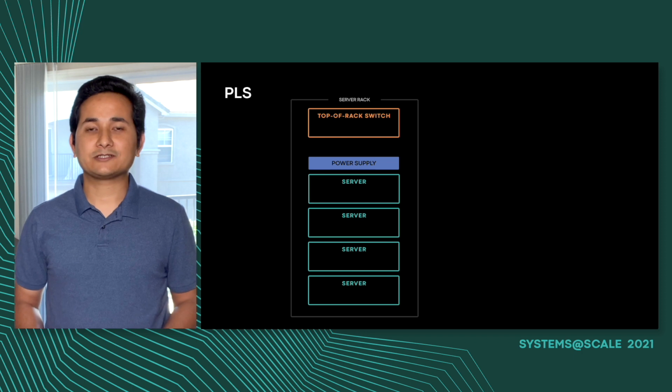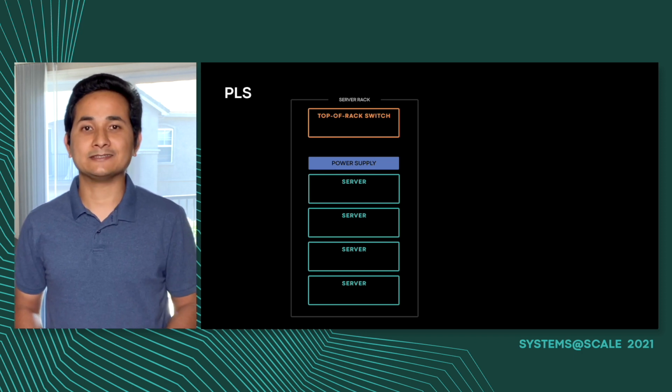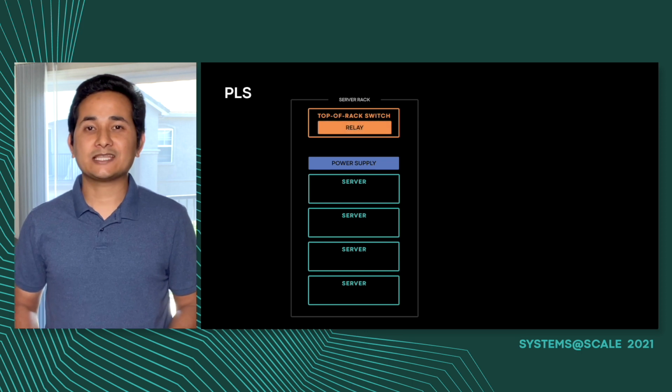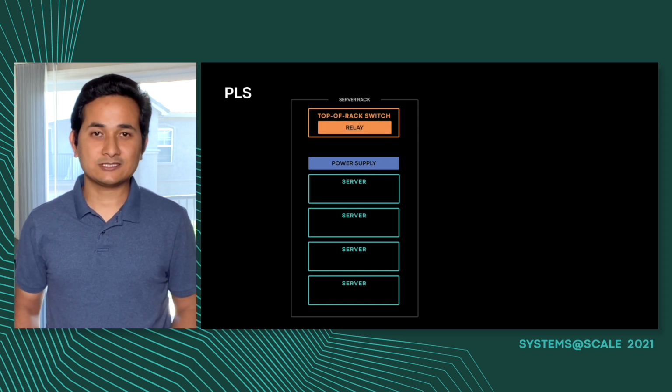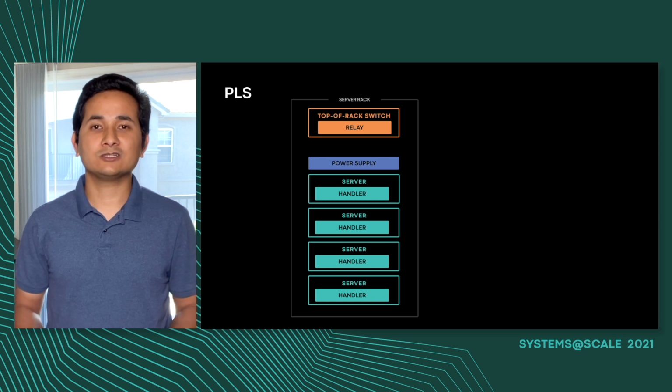Powerless Siren primarily comprises two sets of programs, relay and handlers. Relay is a daemon that we run on all top-of-rack switches, while handlers are daemons that we run on all the servers. Now let's look at the flow of events, what would happen during an actual power outage.